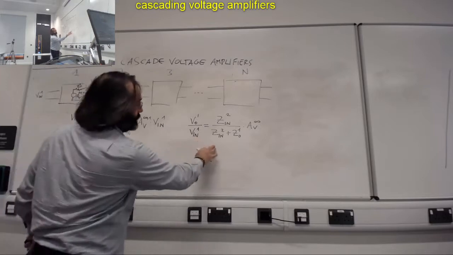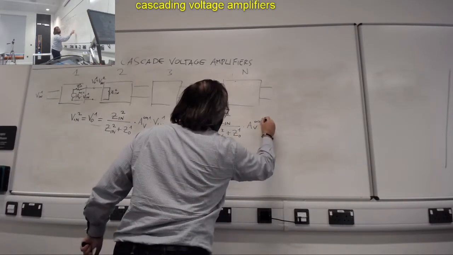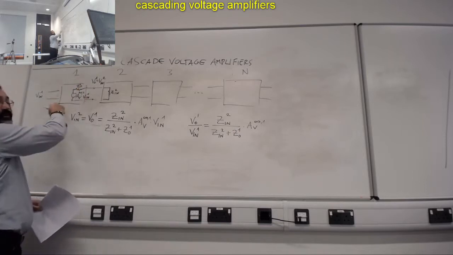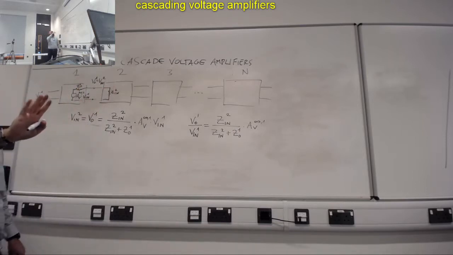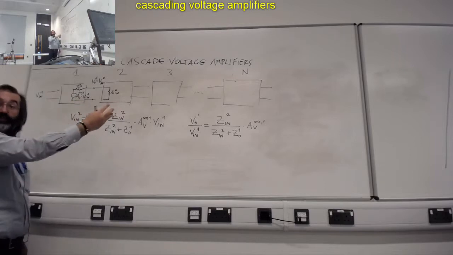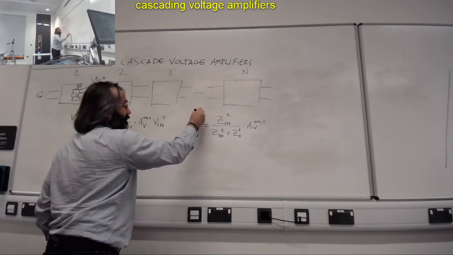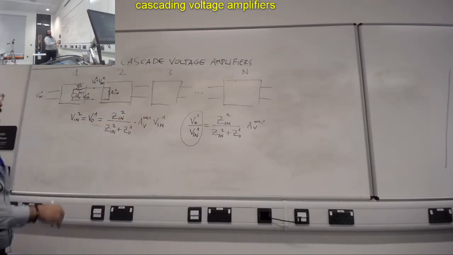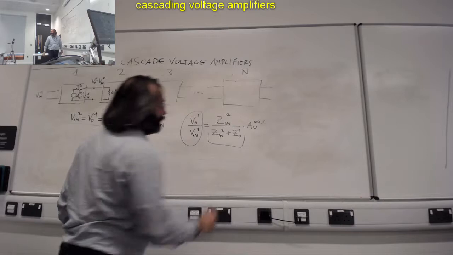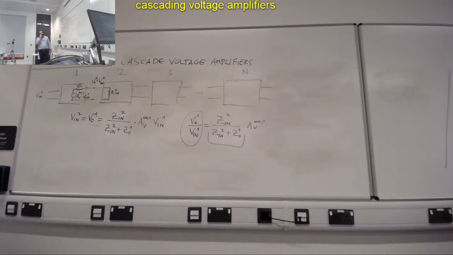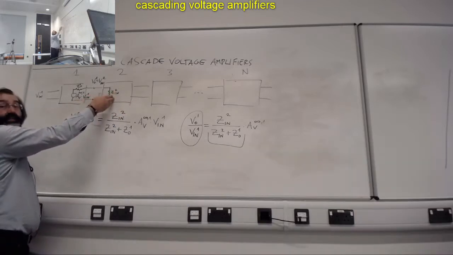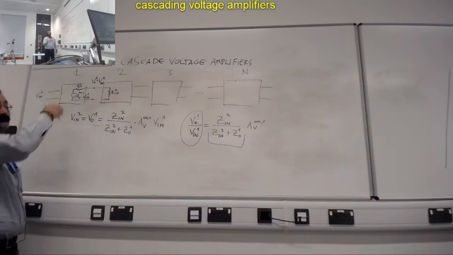So what you see here is that AV infinite was the voltage amplification of this stage when nothing was connected. But now that I've connected it to something, the real amplification of the stage in the cascade is actually being decreased now by this factor. This is because circuits are now interacting through their input impedances and their output impedances.